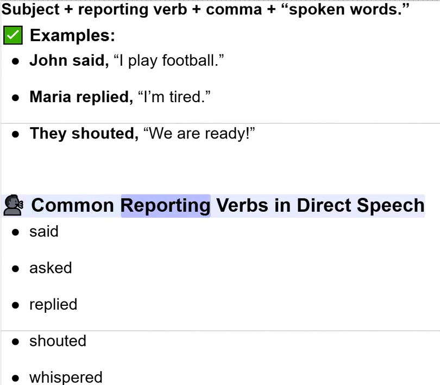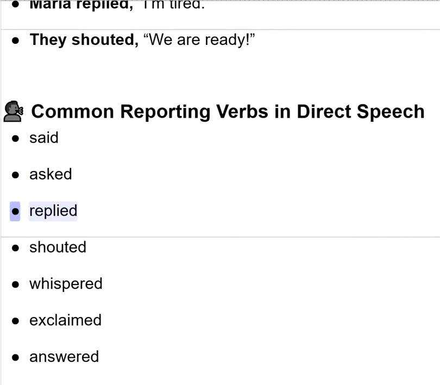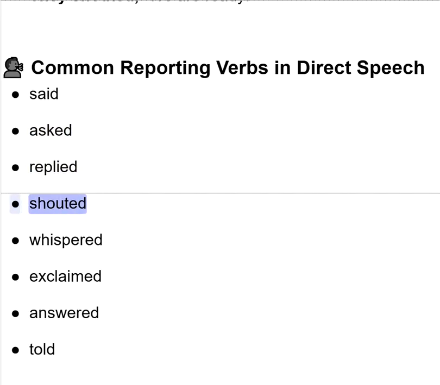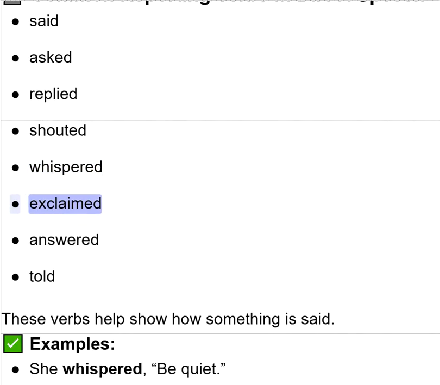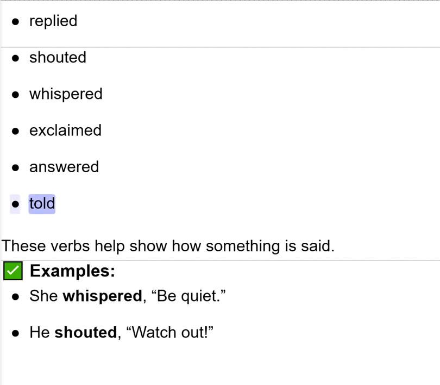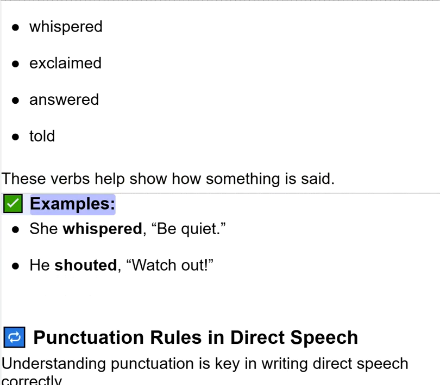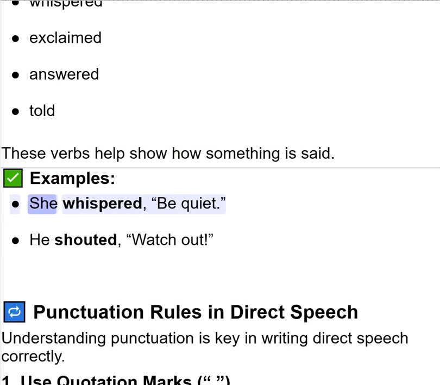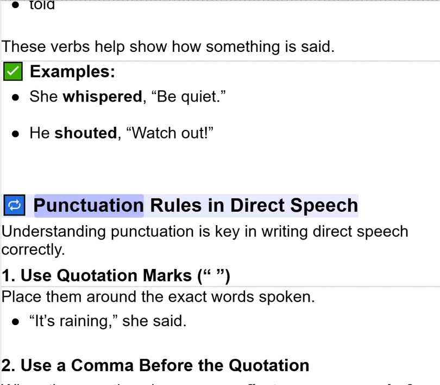Common reporting verbs in direct speech: said, asked, replied, shouted, whispered, exclaimed, answered, told. These verbs help show how something is said. Examples: She whispered, "Be quiet." He shouted, "Watch out!"